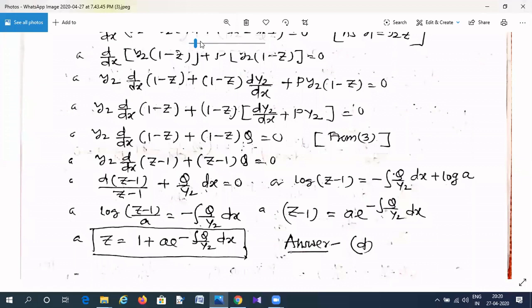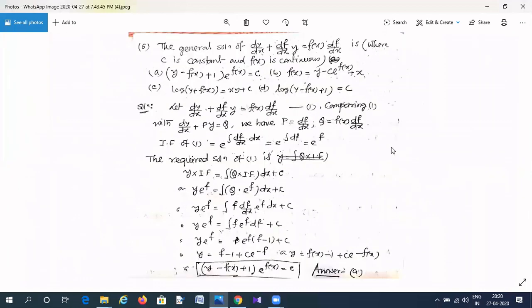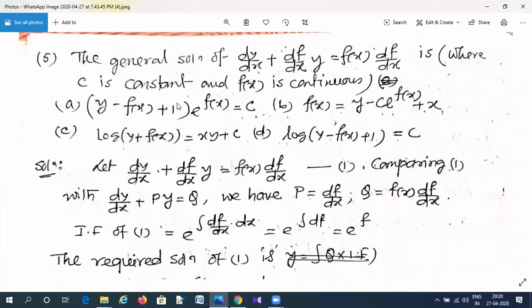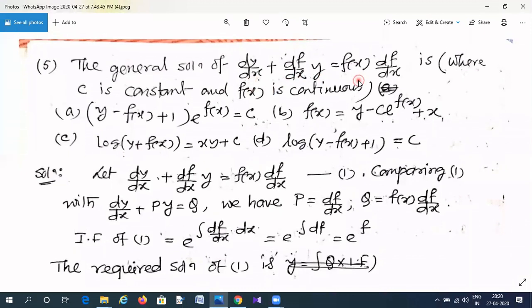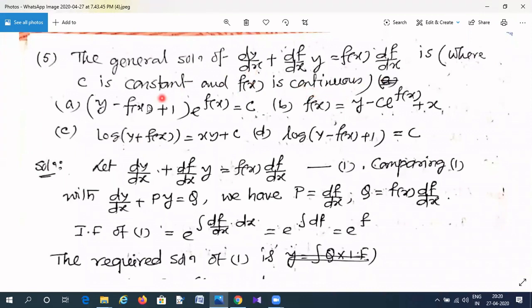The next question is, the general solution of the differential equation dy/dx plus (df/dx) y is equal to f(x) df/dx, where c is constant and f(x) is continuous. These are the options. Option A: (y minus f(x) plus 1) into e to the power f(x) is equal to c. Option B: f(x) is equal to y minus c e to the power f(x) plus x. Option C: log of (y plus f(x)) is equal to xy plus c. And option D: log of (y minus f(x) plus 1) is equal to c.